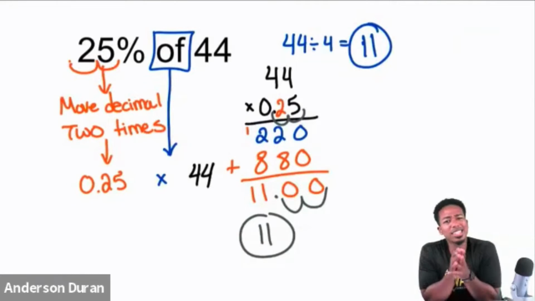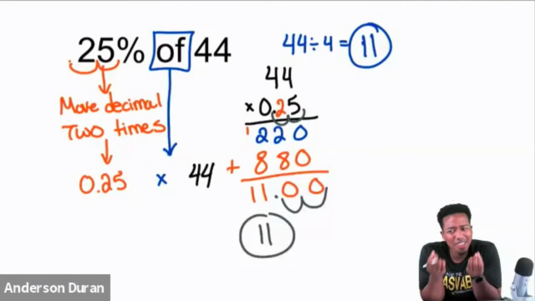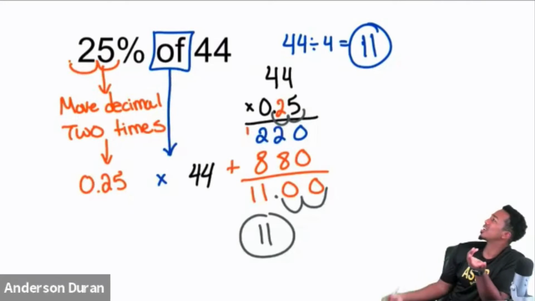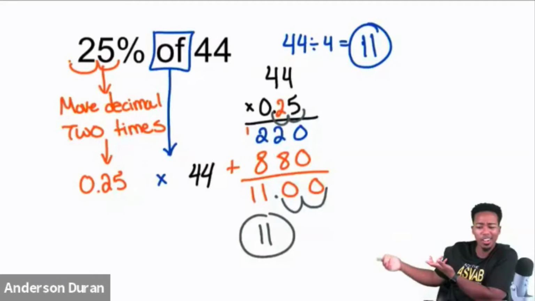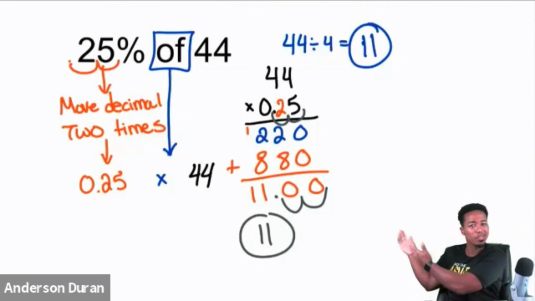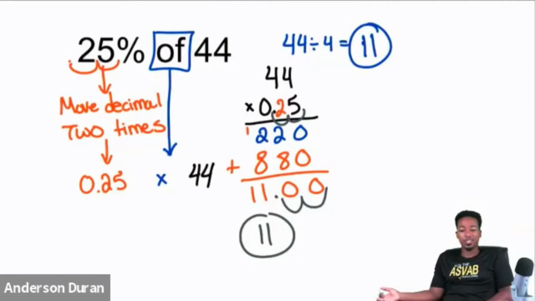But think about it like this, everybody. Would it not have been more convenient to look at this and be like, oh, yeah, 25%. That's a quarter. That's just dividing by 4. Would that not have been way more convenient here? Yes or no? You tell me.